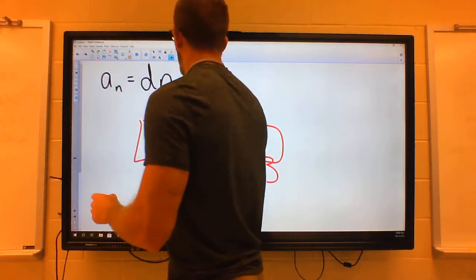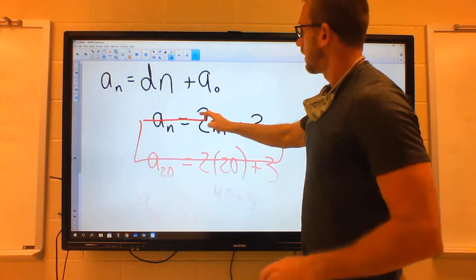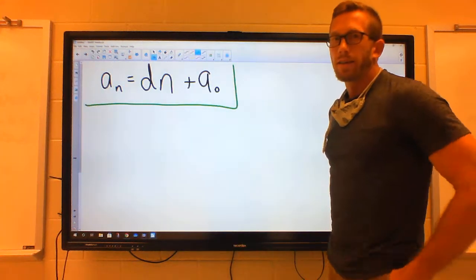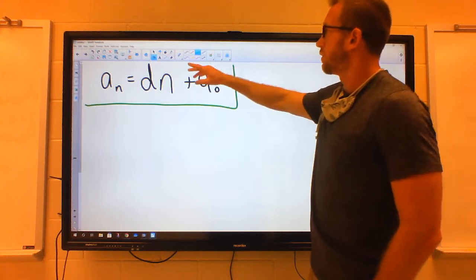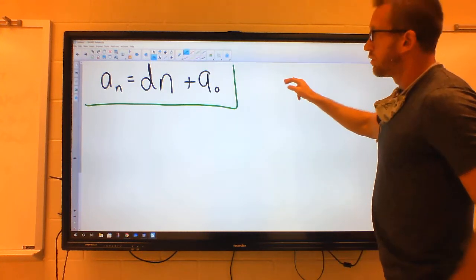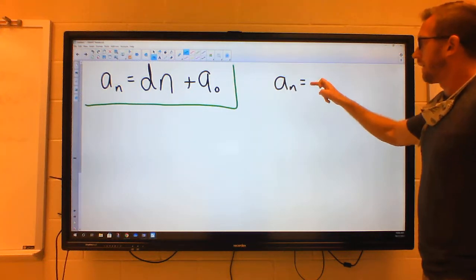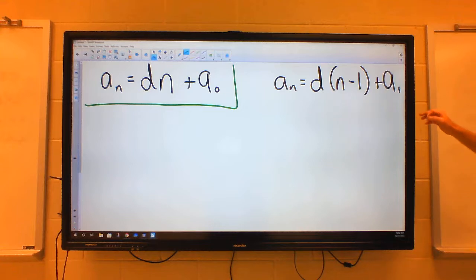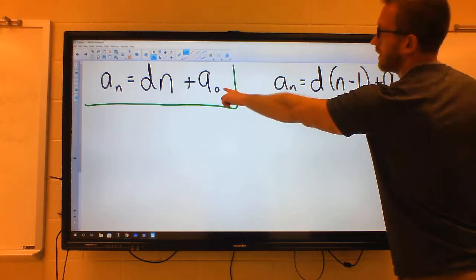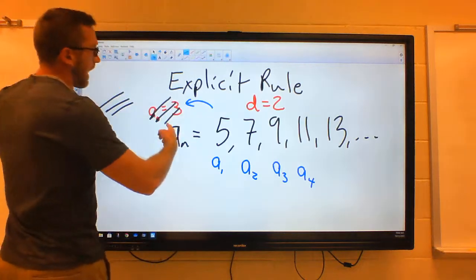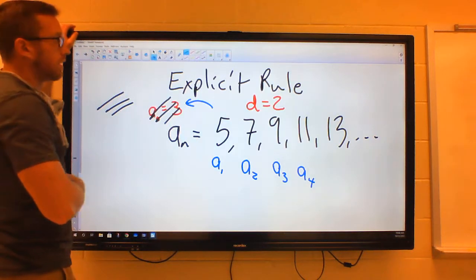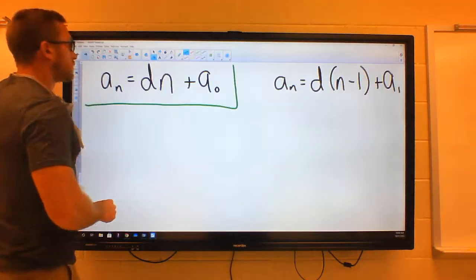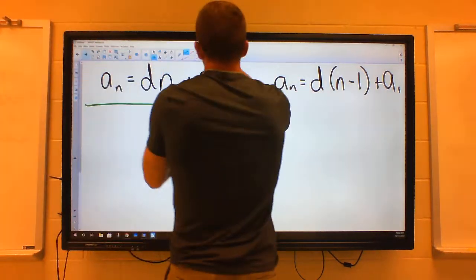But there's a second way you could also find it. This is the less common method, kind of a trick. You can write that down, put that in your notes if you'd like to. That's kind of a shortcut and a trick. Usually, the way that the explicit rule is written is d times (n minus 1) plus a1. Usually, they don't refer to the zeroth term since the zeroth term doesn't actually even exist in our sequence. Because our sequence starts with our first term, most people say that this is the explicit rule.